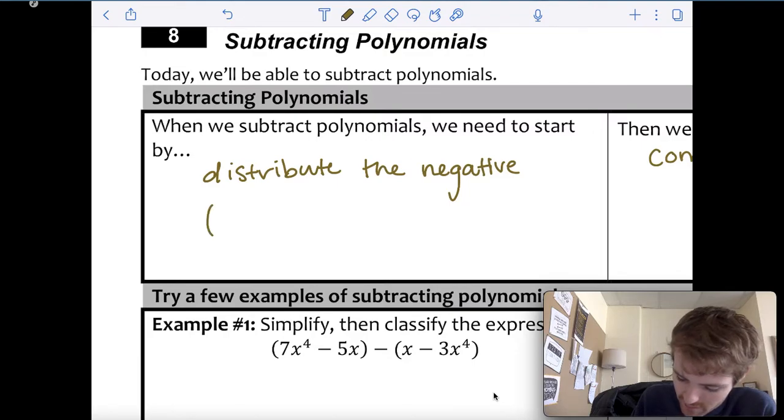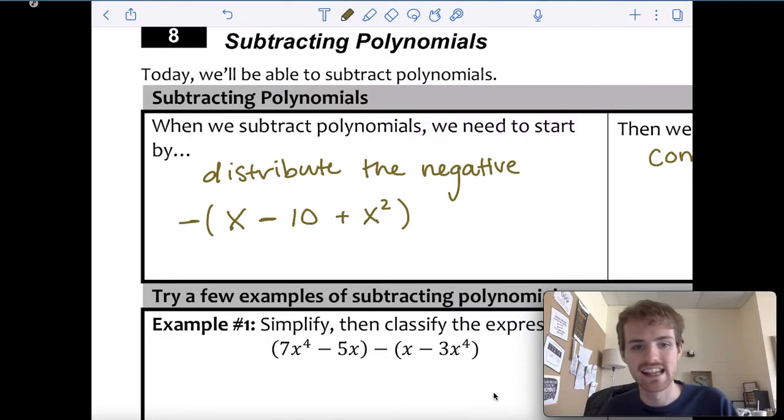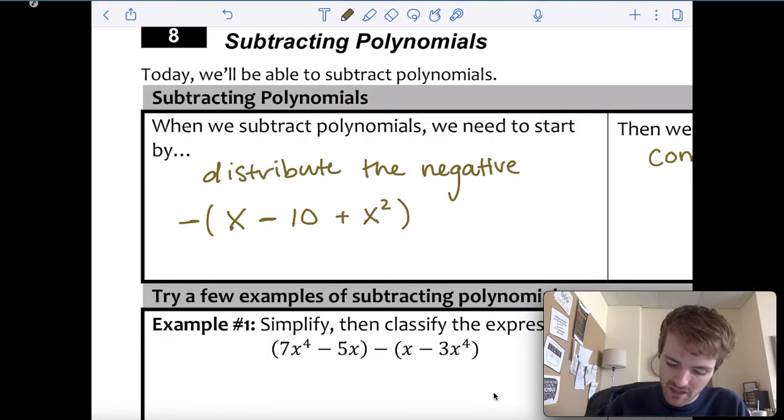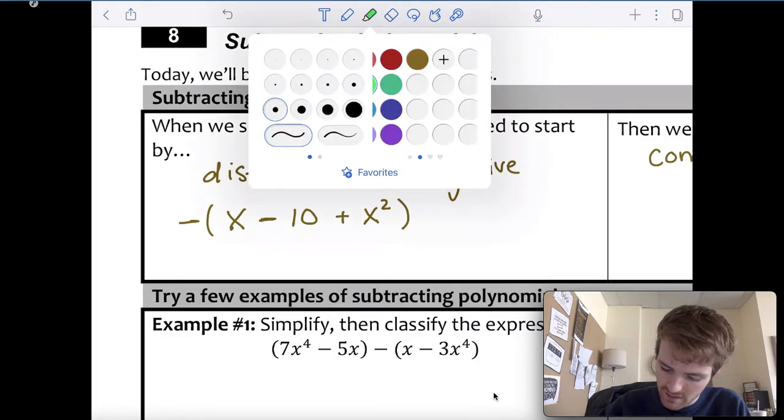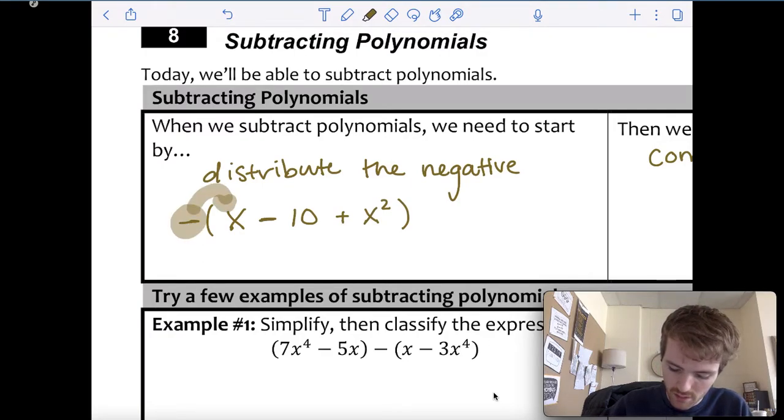if we have, let me make it nice and simple. Let me actually do this. If we have something like this that has a negative sign or a subtraction sign out in front, we actually have to take, let's see, did it save that number? Oh, cool. We have to take this negative and we have to distribute it to all three things.